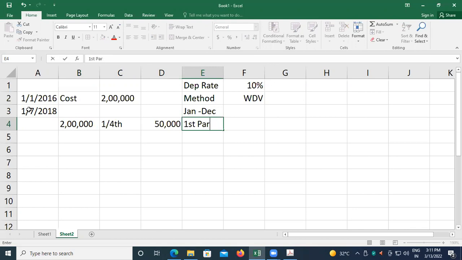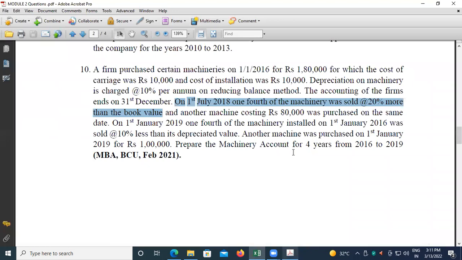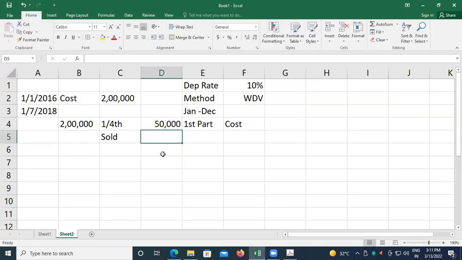This 50,000 will be the first part of the machine. Let us write it out like this: 1/4 of the machine, which is 50,000, is the cost of the first part. Now this 50,000 machine has been sold. We have sold 1/4 of the machine, so let me write here: sold. And on what terms have we sold? We have sold at 20% more than the book value. Let us write it down here.